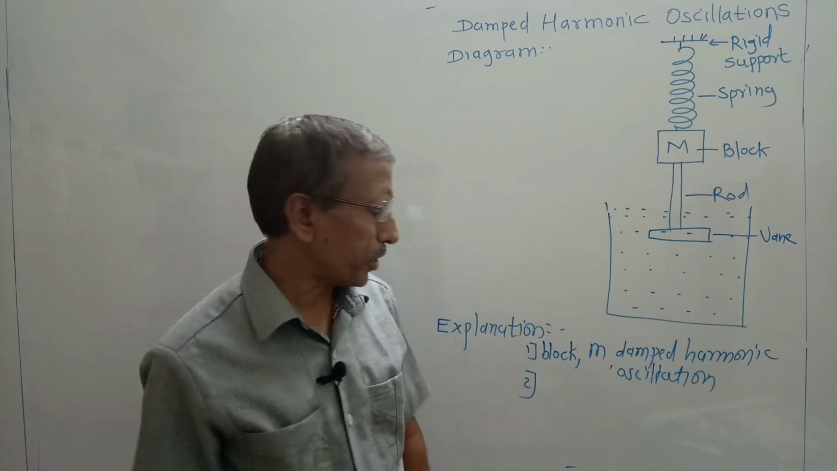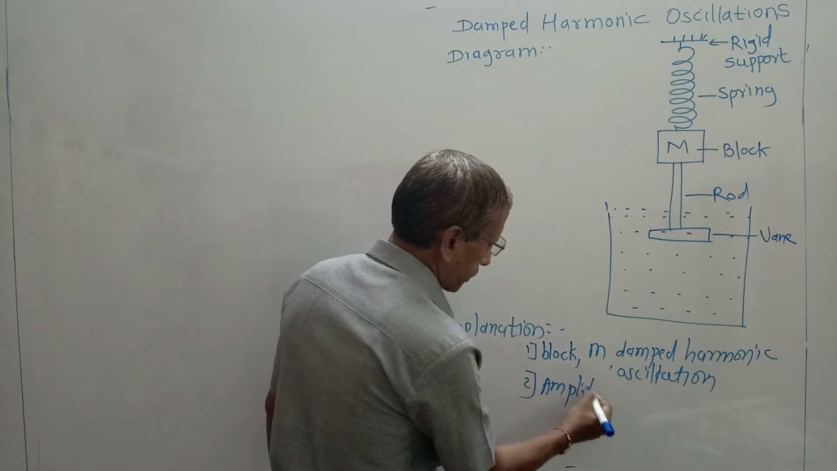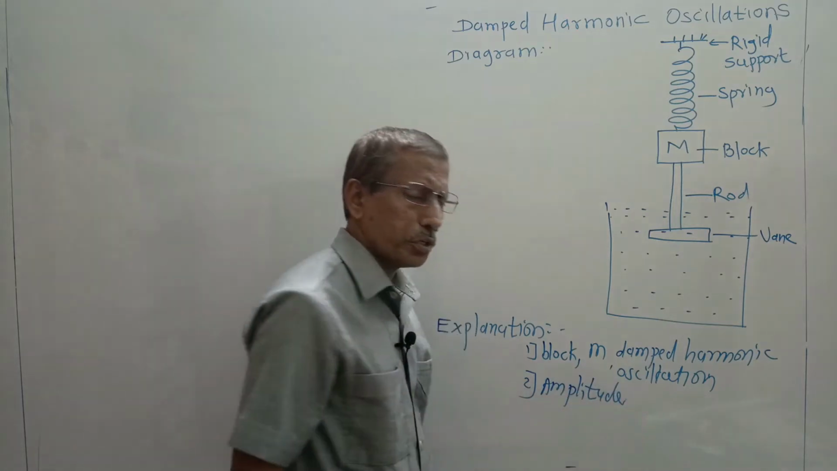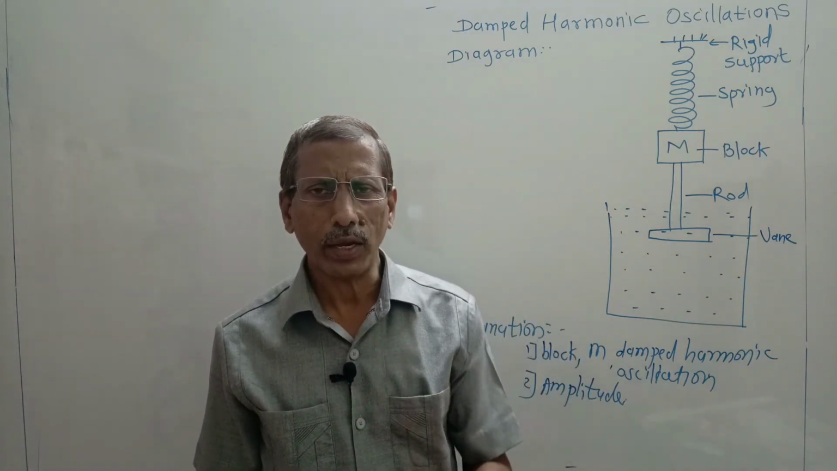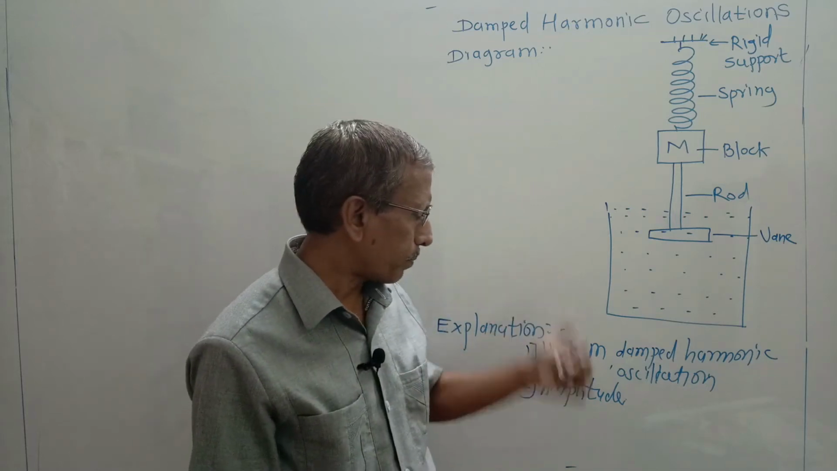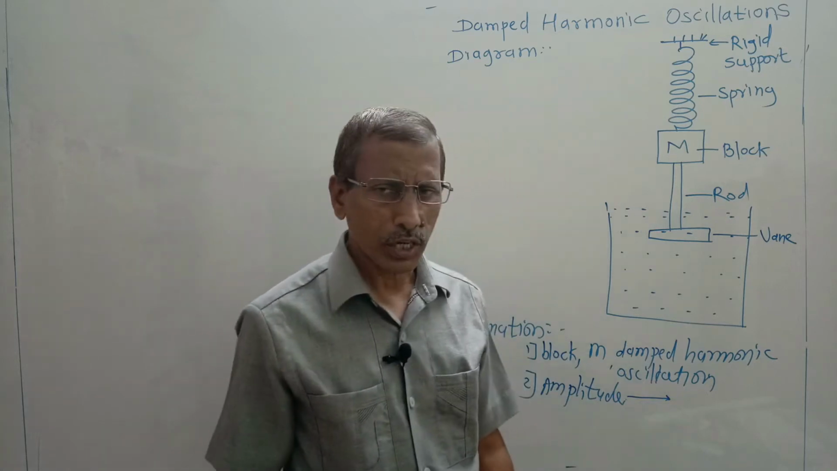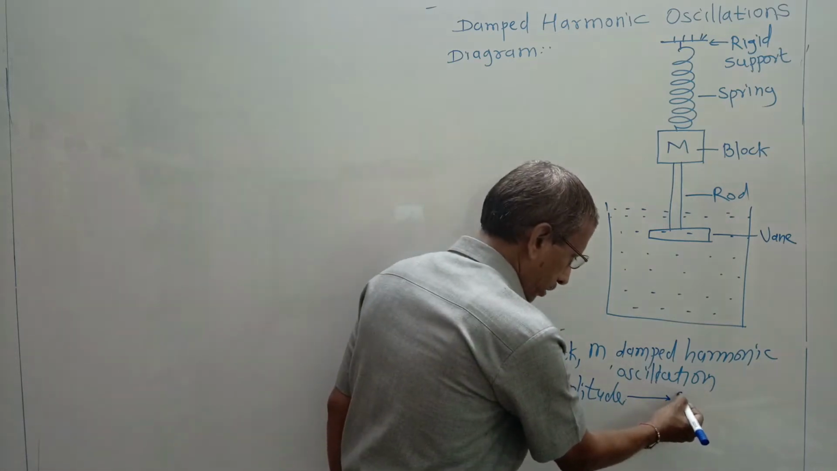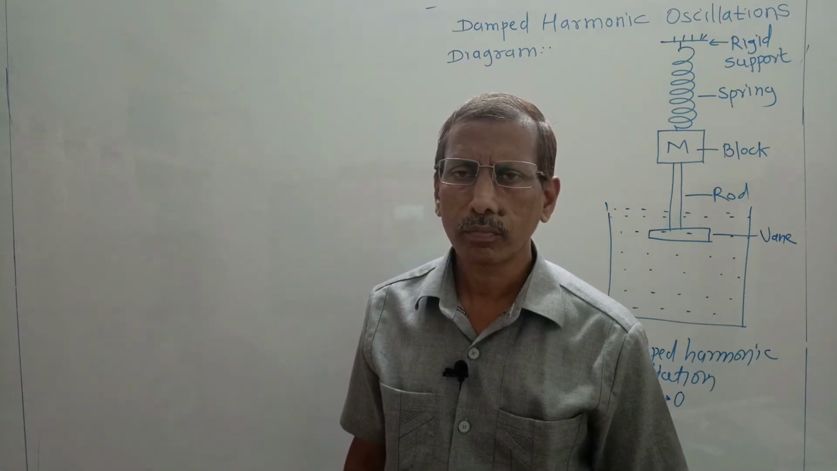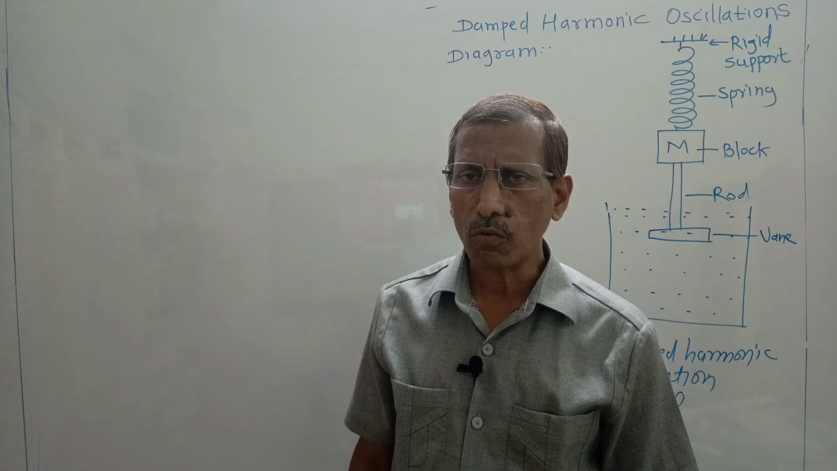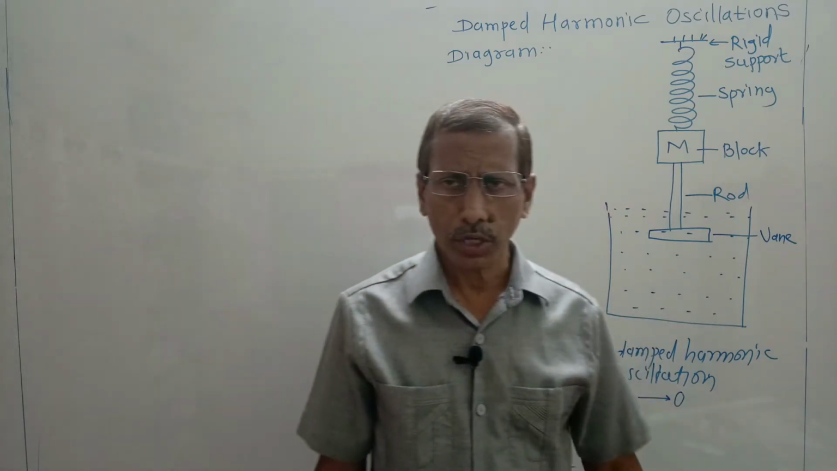So let us consider initially the amplitude of oscillation is high, or it has some specific value. After some time, this amplitude gradually reduces and it becomes zero due to the dissipation of the energy. So that we get an idea about damped harmonic oscillations.